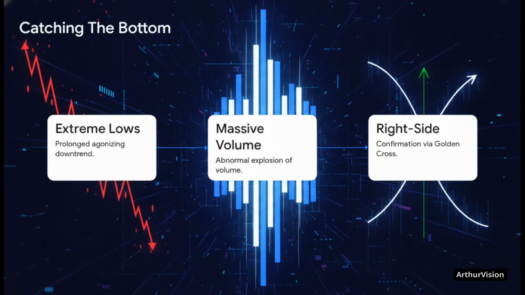Second, abnormal massive volume. Suddenly, right at these historical lows, there has to be an unprecedented expansion of volume, an abnormally gigantic bar that often blows past historical highs.